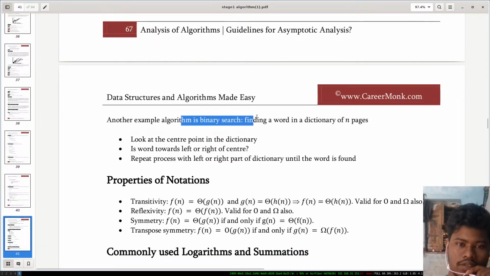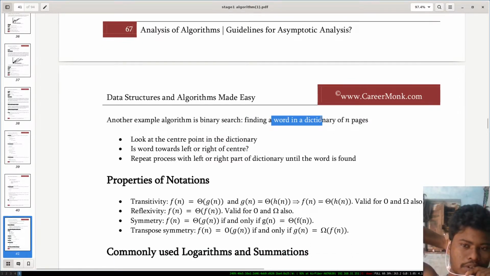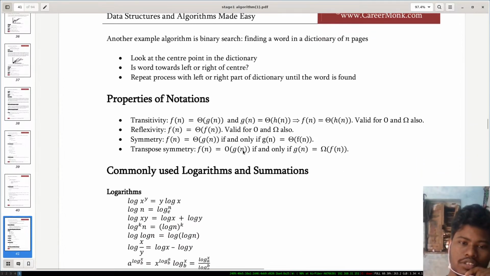Another example of binary search: finding a word in a dictionary of n pages. Go to the center of the dictionary, check whether the word is toward the left or right of the center, and repeat the process with that part. Okay, I know this binary search. That's it. So alright, now properties of notation.